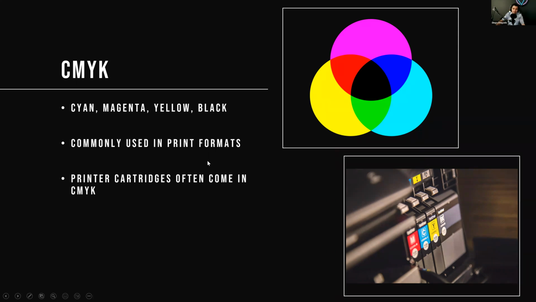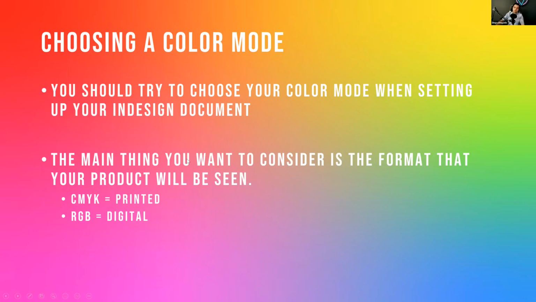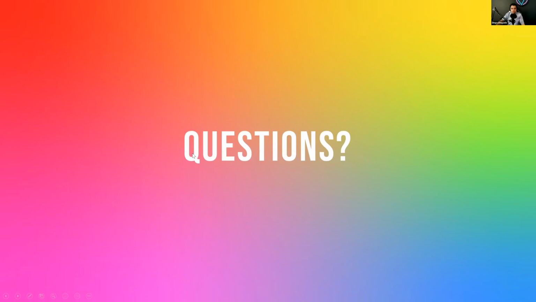Okay, so choosing a color mode. You should try and choose a color mode when you're setting up your InDesign document. You can always change it later, but if you're working in one color mode, it's usually easier to stick with the color mode you used when you set it up. Again, the main thing you want to consider when choosing the color mode is how your media is going to be shown. Use CMYK if it's going to be printed, and use RGB if your media is going to be digital. And since we're working with InDesign, mostly pagination, you're probably going to be working with CMYK most of the time.